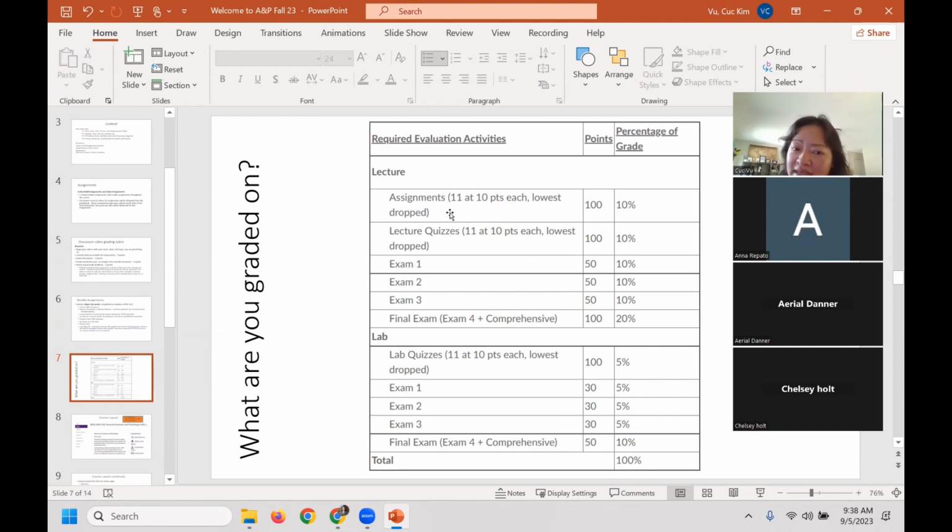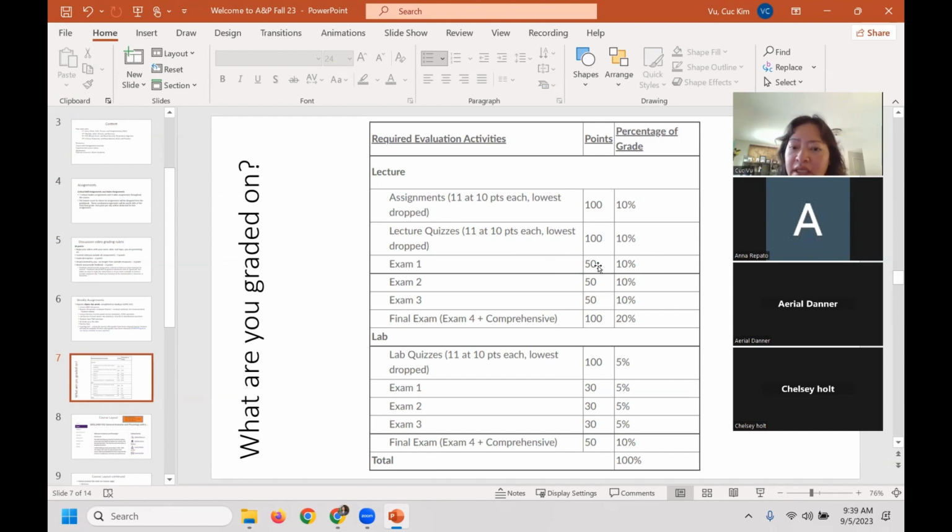So the assignments on Canvas, there's 11 of them. They're 10 points each. The lowest one would be dropped. These assignments make up 10% of your grade, so 1% each. Same as your lecture quizzes. You'll have 11 lecture quizzes, 10 points each. The lowest one will be dropped. That gives you 10% of your total grade.